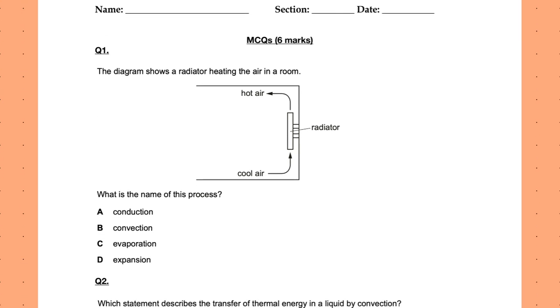Question number 1. The diagram shows a radiator heating the air in a room. What is the name of this process? So there's cool air going in, and there's the hot air which is rising above here. So what is the name of this process? It's very straightforward. This is convection, right? Because the cool air is going in and it's rising as hot air.